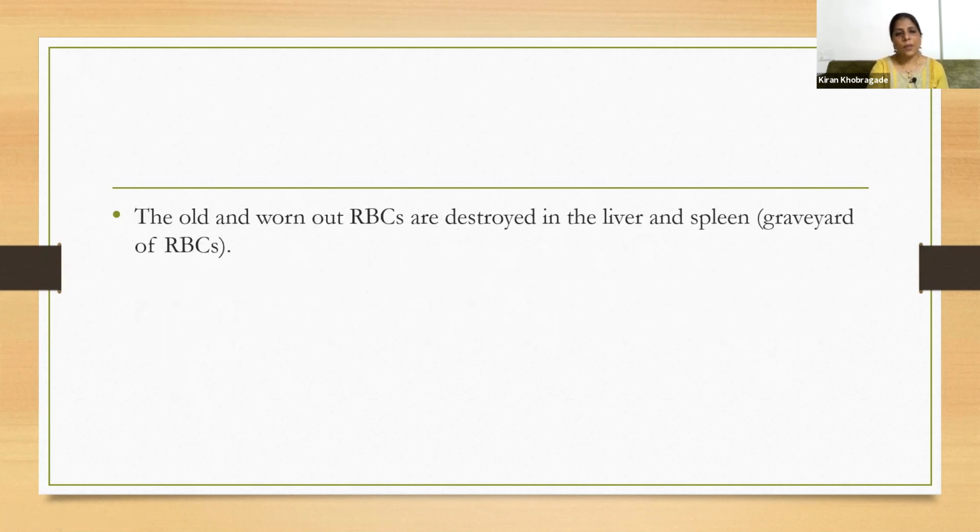Now, the old and worn out RBCs are destroyed in the liver and spleen. As I said, the lifespan of RBC is 120 days. After 120 days, what happens? The lifespan is over. So obviously, the RBC cells' lifespan is finished. So the dead RBC cells are taken to the liver and spleen so that they are destroyed. That is why the liver and spleen are called the graveyard of RBCs.